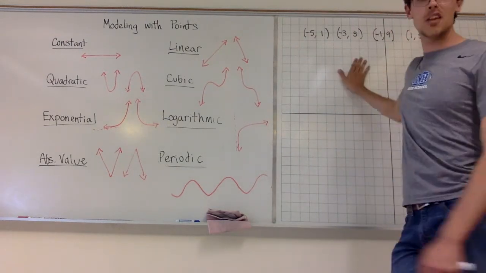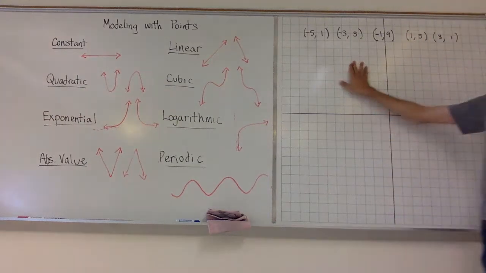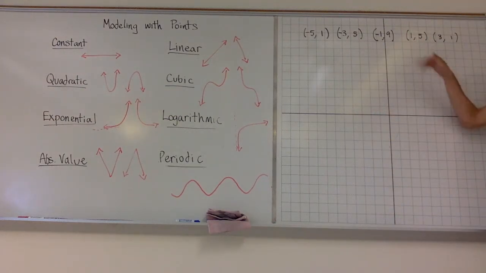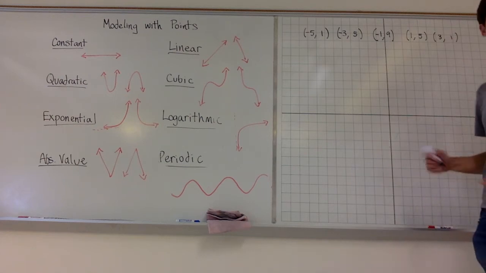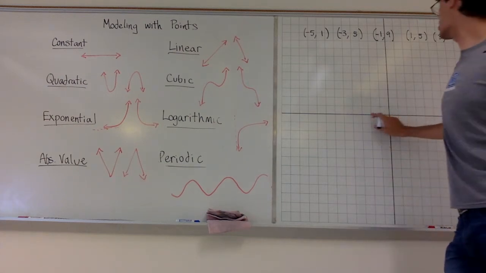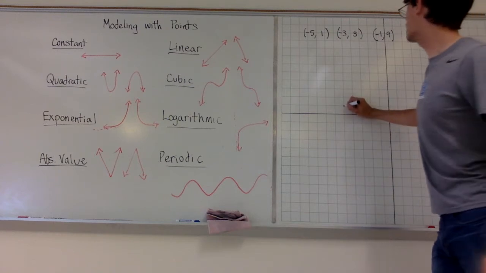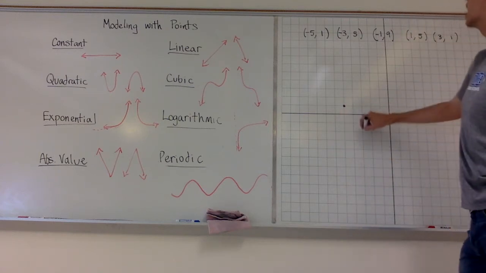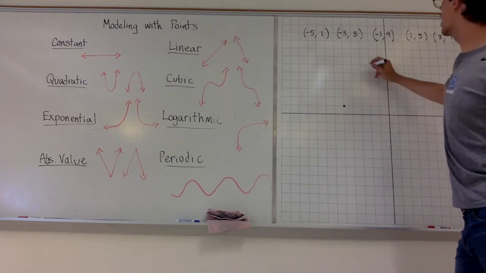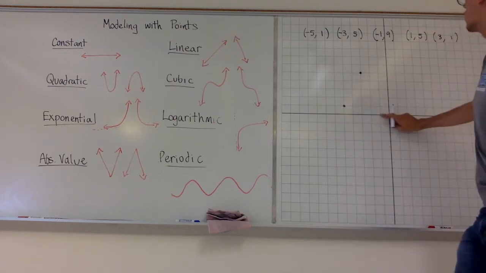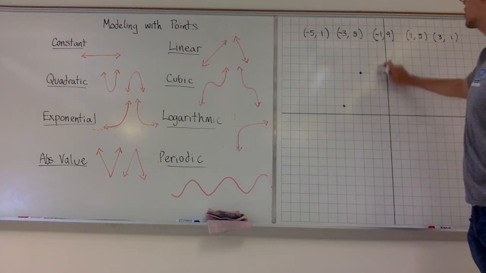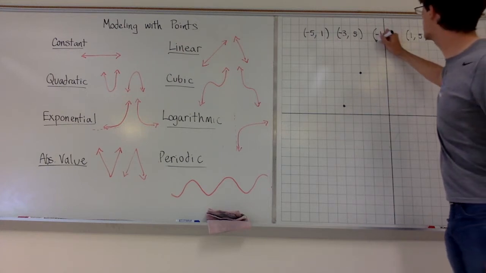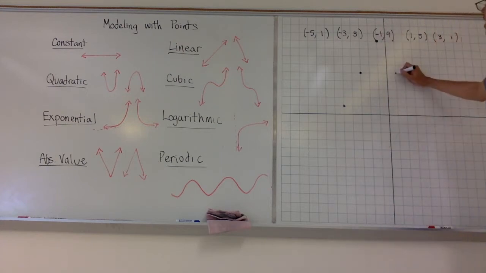So if they hand you a set of points and they say, what kind of equation makes this graph with those points right there? Your best course of action in a problem like that is just plot the points and look at what shape the graph makes. So I'm just going to take the 5 points I have right here and plot them and see what that does for me. So I have -5, 1, I have -3, 5, I have -1, 1, 2, 3, 4, 5, 6, 7, 8, 9, 1, 5, and I have 3, 1.